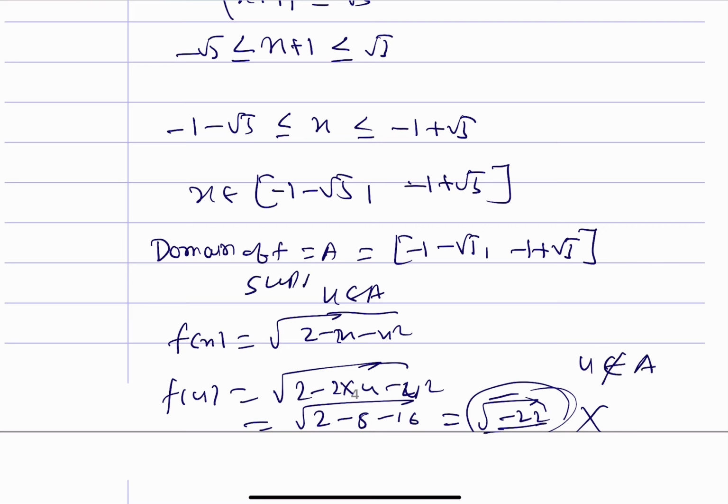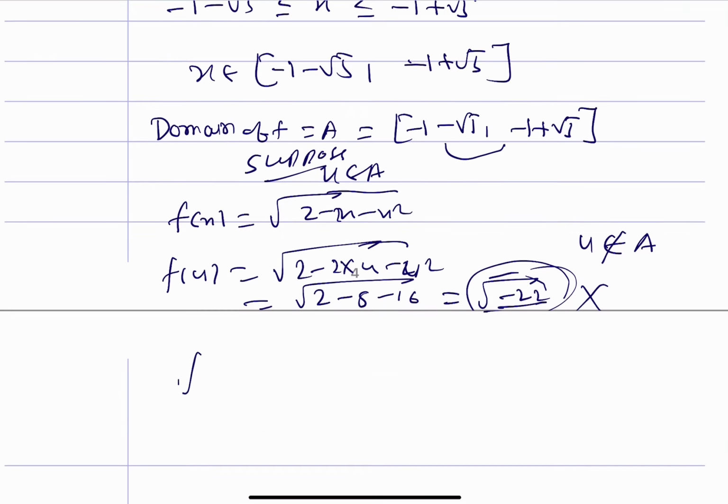But if you take any value that belongs to this interval, say 0, then f of 0 is the square root of 2 minus 0 square, which is root 2. You can see it is defined. So if you take any value between minus 1 minus root 3 and minus 1 plus root 3, including both endpoints, you will get a well-defined value for f.